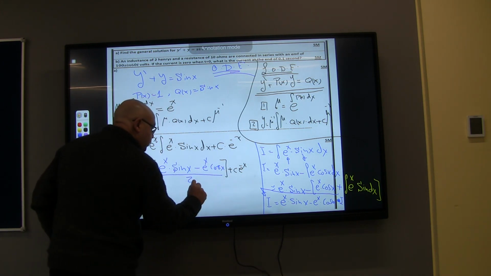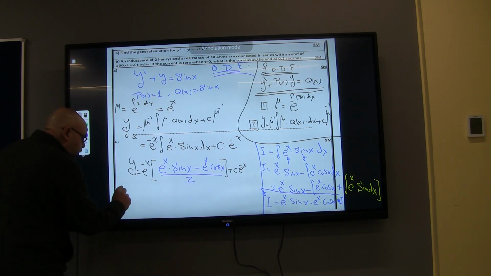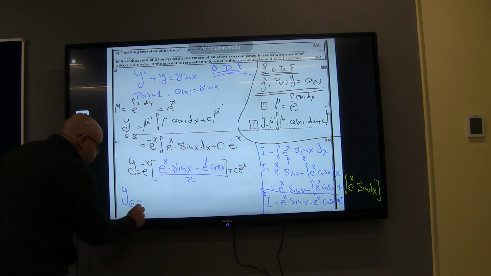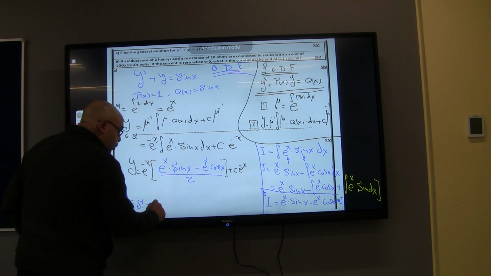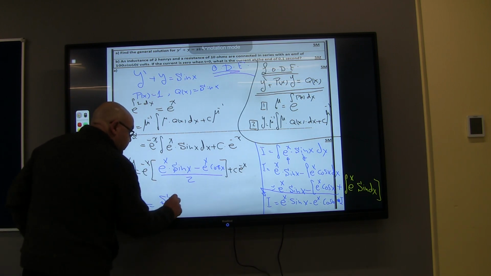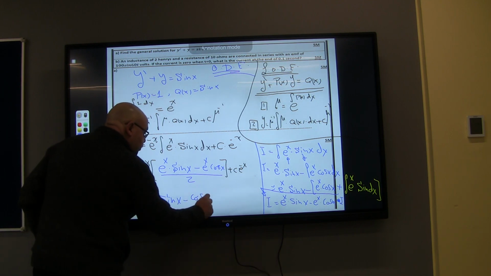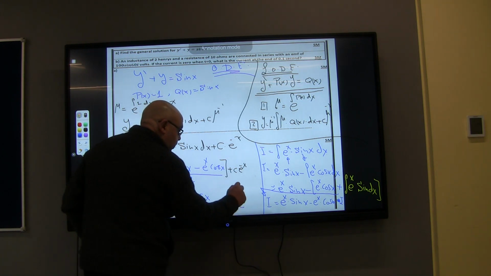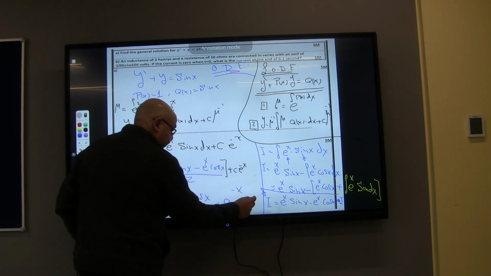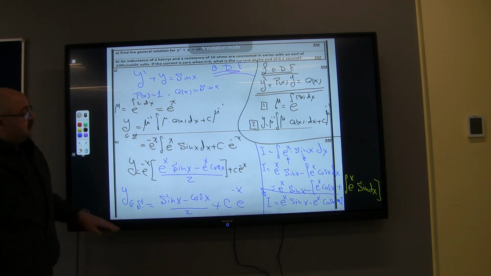And voila, you got the general solution, which is simply going to be e power x times e power x, which is going to be 1. You will have sine x minus cosine x divided by 2 plus some constant times e to the power of negative x. This is the final solution.